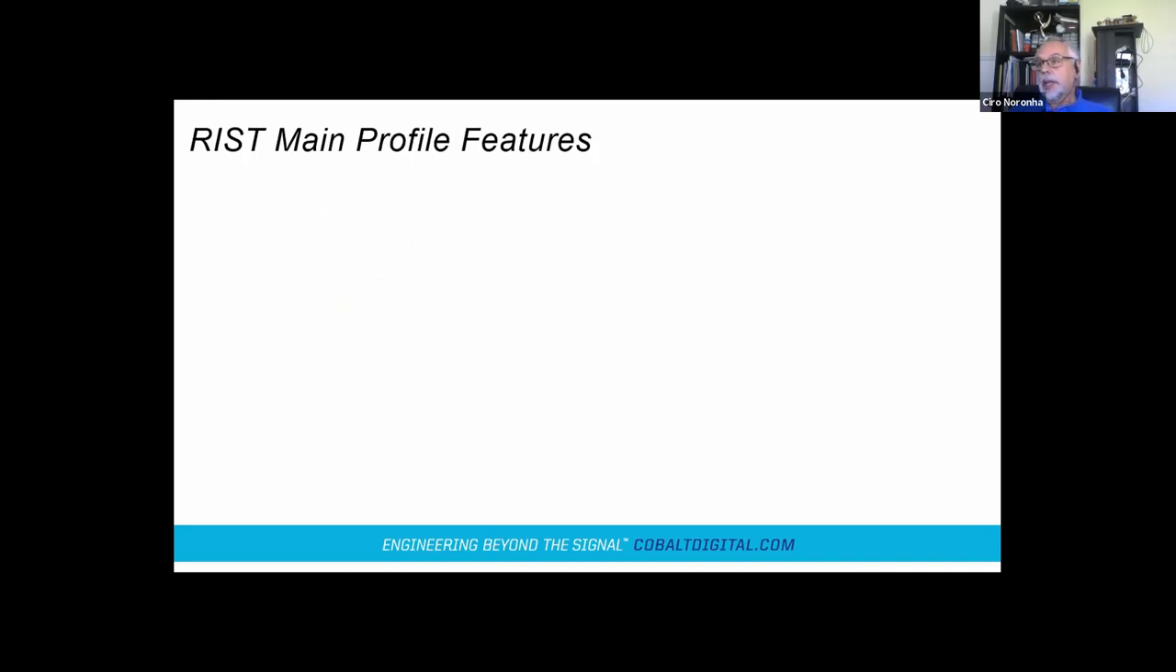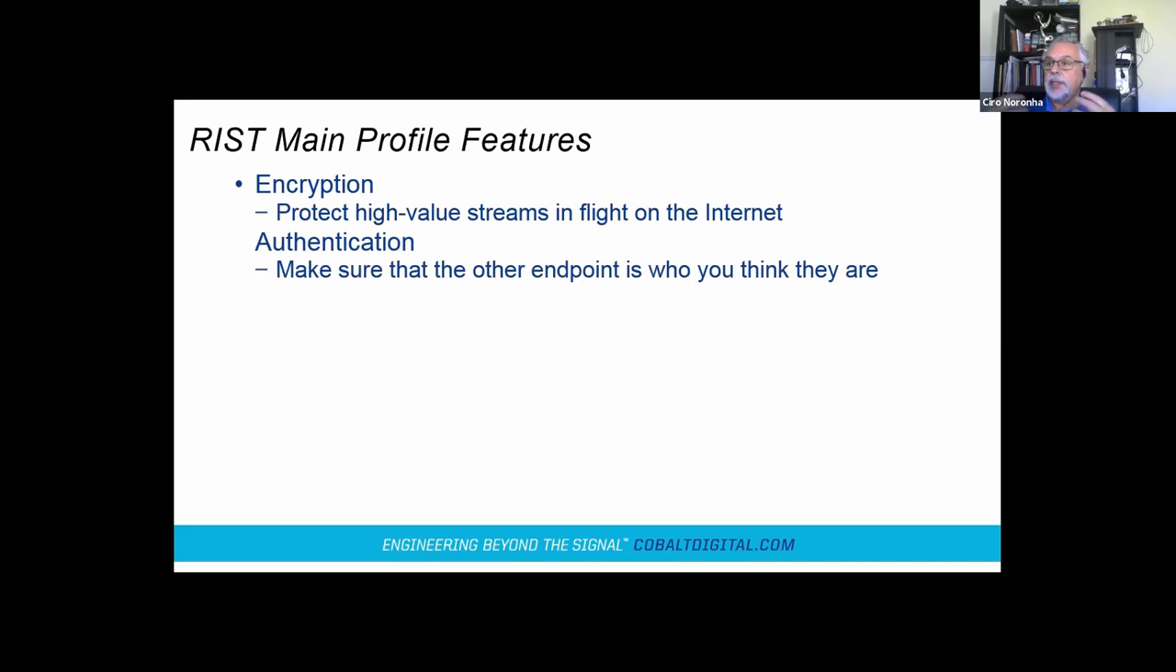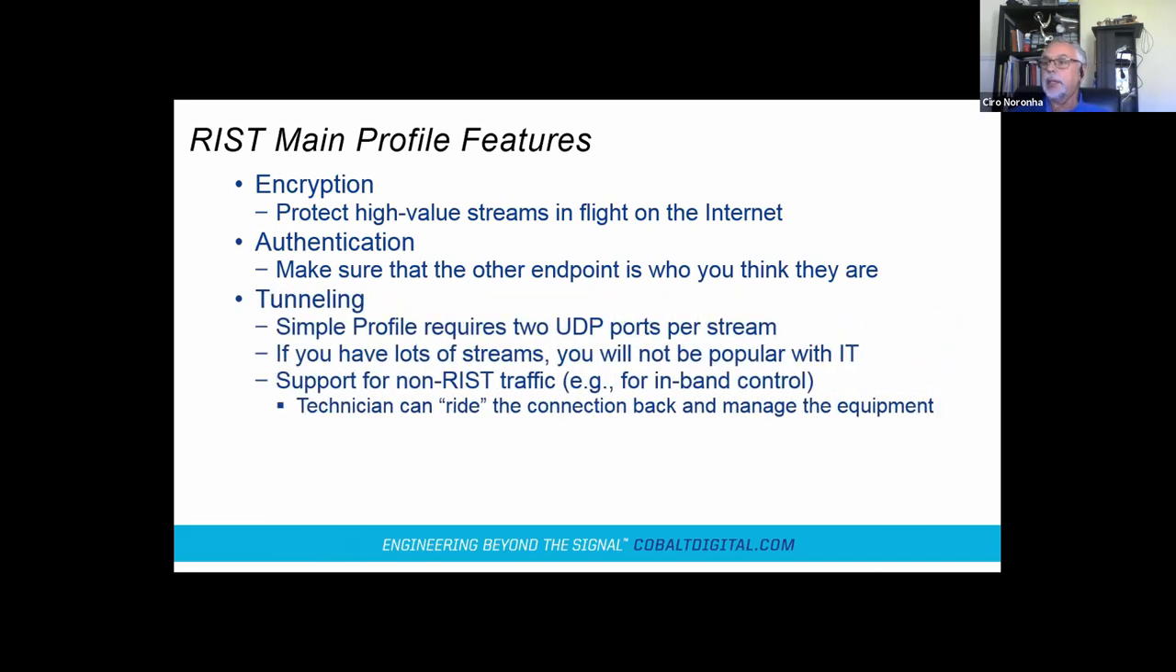All right. Let's go to Main Profile, and I hope I'm not talking too fast here, but we'll have time for questions at the end. So Simple Profile gets it there, and Main Profile protects it. So the first thing is encryption. You protect your high-value streams in flight over the internet. The second thing is authentication. You make sure that the other endpoint is who you think they are. Is that thing I talked about, is it the reporter that's talking to you or is it someone else?